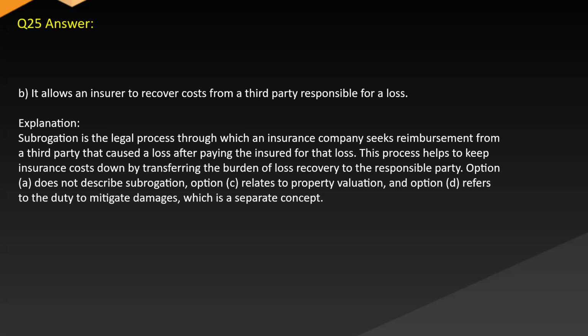Answer. B. It allows an insurer to recover costs from a third party responsible for a loss. Explanation. Subrogation is the legal process through which an insurance company seeks reimbursement from a third party that caused a loss after paying the insured for that loss. This process helps to keep insurance costs down by transferring the burden of loss recovery to the responsible party. Option A does not describe subrogation. Option C relates to property valuation, and option D refers to the duty to mitigate damages, which is a separate concept.